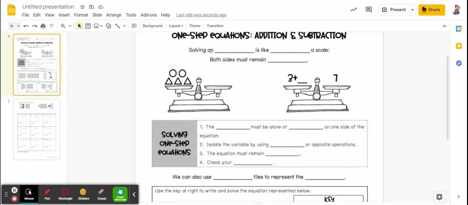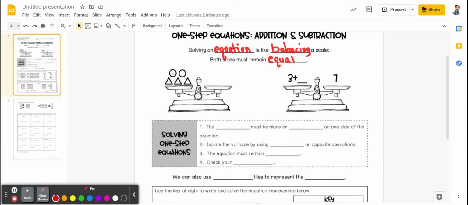All right, so solving, and our first one is equation. Equation is like balancing a scale. Both sides must remain equal. Okay. So here's an example of that.